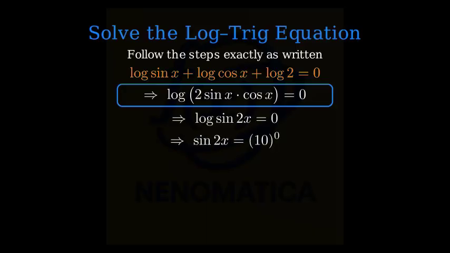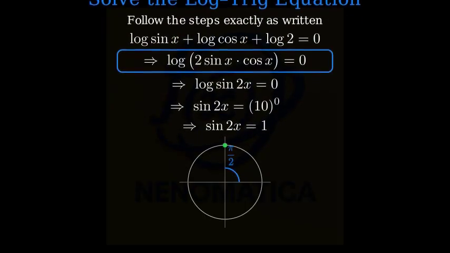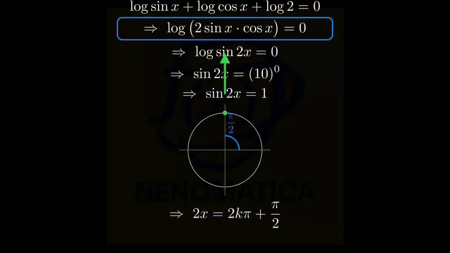Step 4. Convert from logarithmic form to exponential form with base 10. Step 5. 10 to the power 0 equals 1. To visualize sine equals 1, look at the unit circle. Sine corresponds to the vertical coordinate, which reaches 1 at an angle of pi over 2, and then repeats every 2 pi. Step 6. Write the general solution.